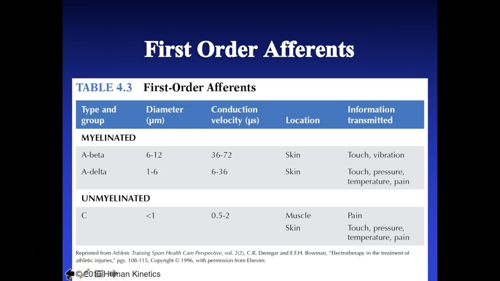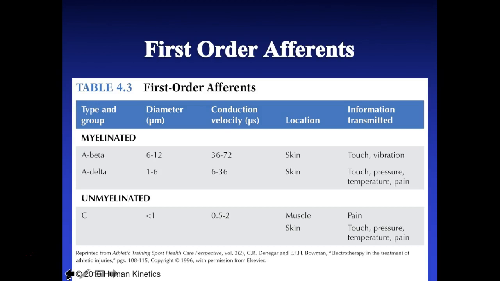So here's a nice chart from Cameron for you to look at, just to put everything in perspective and help you organize it for yourself while you're studying. So these are your first order afferents. And you have your A beta, and it tells you the diameters versus the A delta versus the C. So you know that the C are the smallest, then the delta, and then the beta are the largest. Then as far as the conduction velocity, you can see that the C fibers are the slowest, and then the delta come next, and then your betas are your fastest.